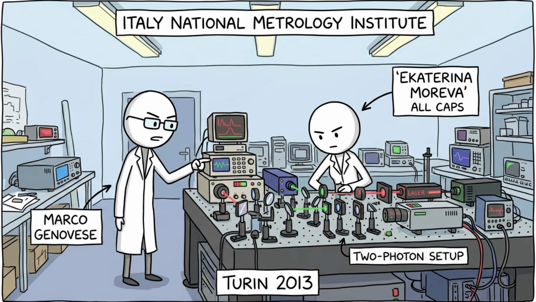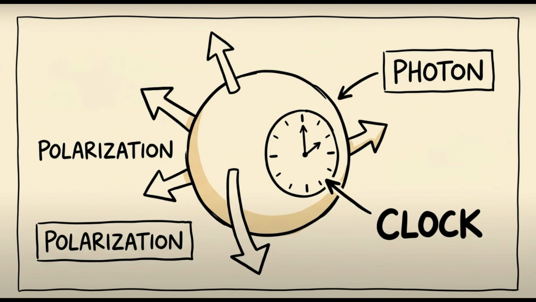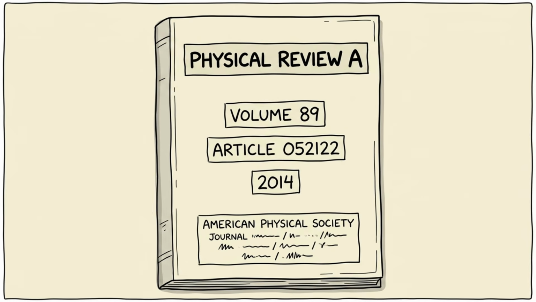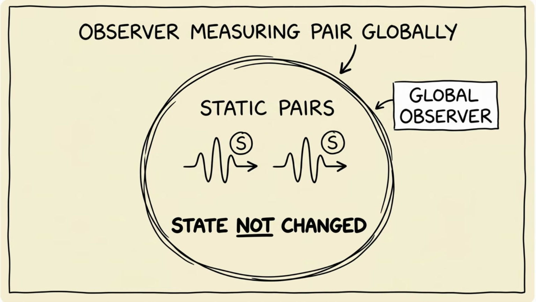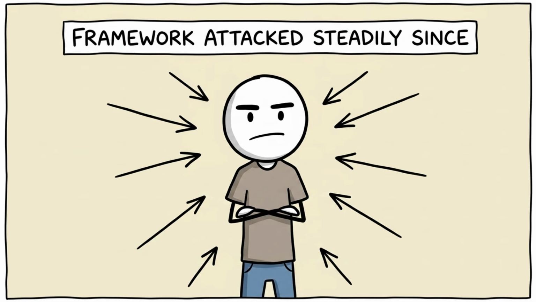Then, in 2013, Ekaterina Moreva, working with Marco Genovese's group at Italy's National Metrology Institute in Turin alongside Vittorio Giovannetti and Lorenzo Maccone, built a two-photon version on an optical bench. The polarization of one photon served as the clock. The result appeared in Physical Review A, Volume 89, Article 052122 in 2014. An observer restricted to the internal photon measured a system evolving. An observer measuring the pair globally found a state that had not changed. The framework has been attacked steadily since.